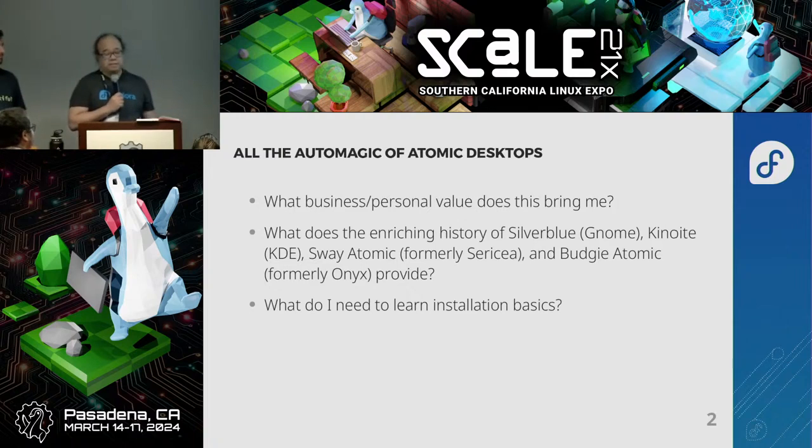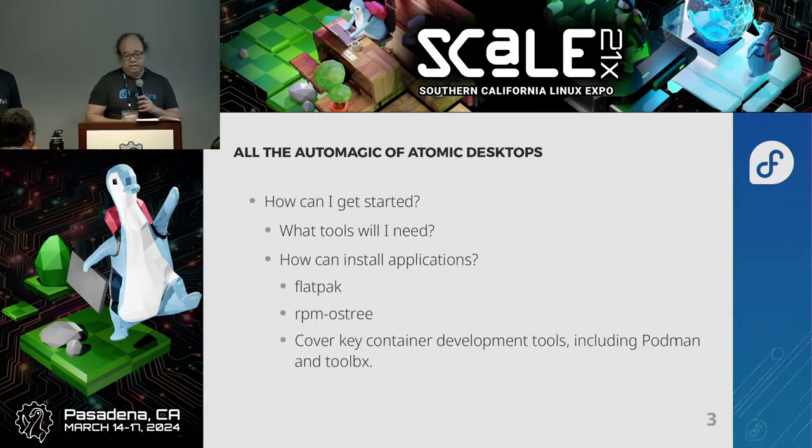What business or personal value does this bring for me? What are these things? And also, what does the enriching history of Silverblue (GNOME), Kinoite (KDE, there are many different ways to pronounce it), Sway Atomic, formerly Sericea, and Budgie Atomic, formerly Onyx, provide? And what do I need to learn for the installation basics?